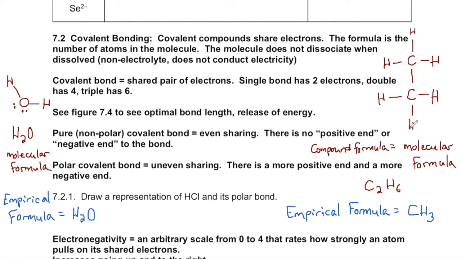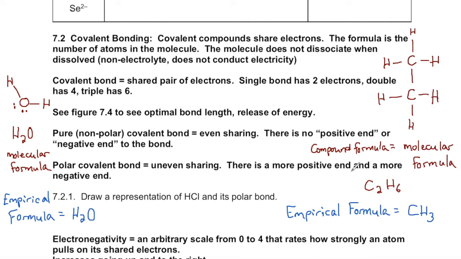For a covalent compound, the formula is the number of each element that is in the molecule. So it is the molecular formula. So for this molecule, it has 2 carbons and 6 hydrogens in each molecule. So the compound formula would be C2H6. That is what's in the molecule. So that's the molecular formula.